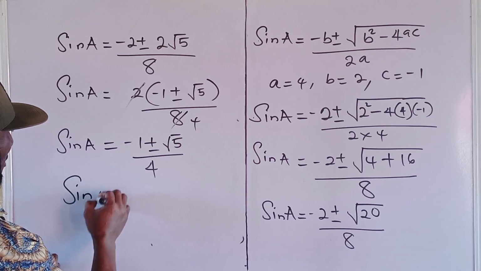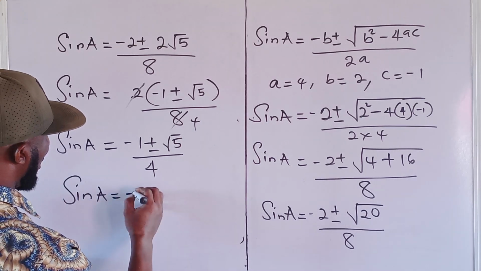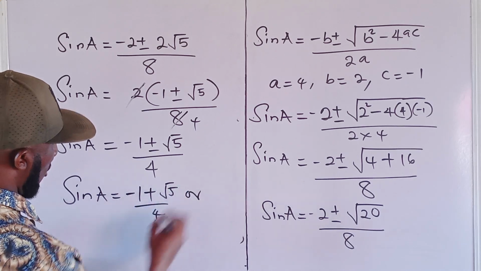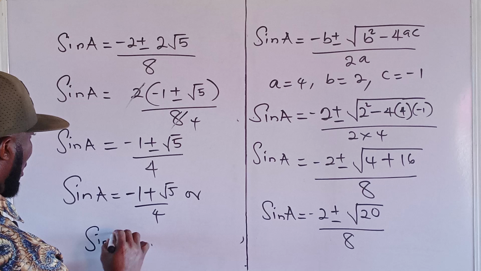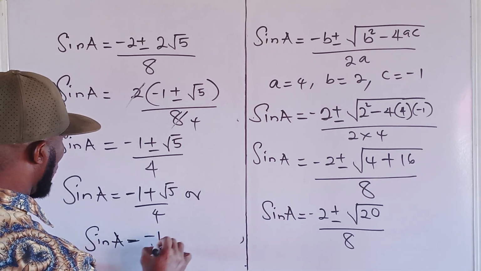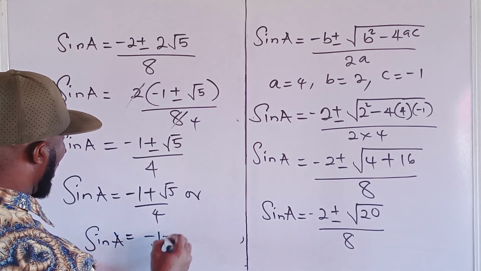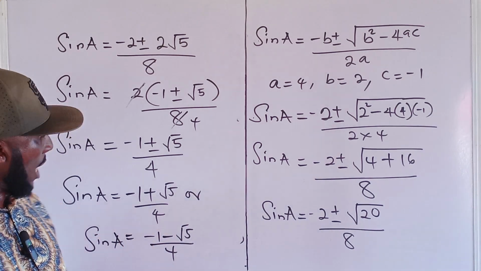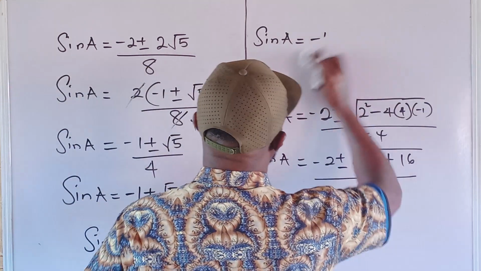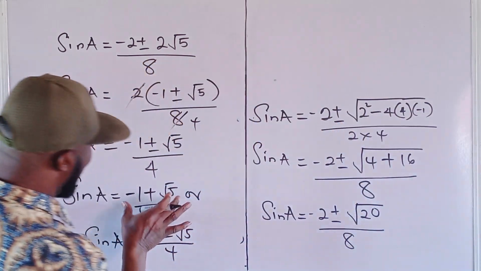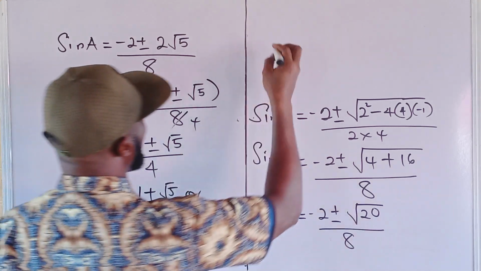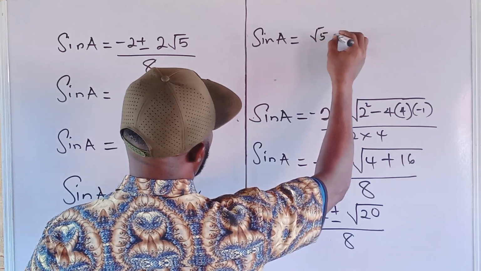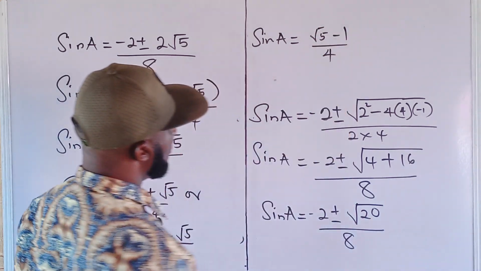So if I split this, it's going to be sine A equal to negative 1 plus root 5 upon 4, or sine A equal to negative 1 minus root 5 upon 4. Now, our angle A is positive, so we shall take this first value. I can actually write it as sine A equal to root 5 minus 1 upon 4.